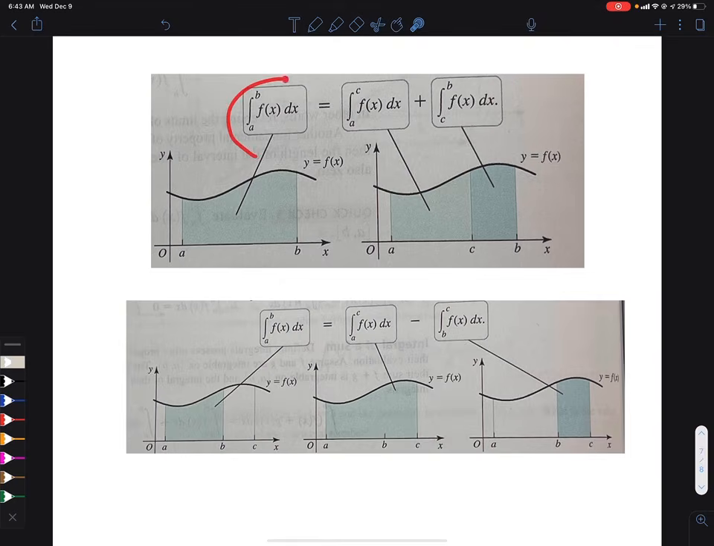So if you have an integral, you're allowed to split that up. You can pick a point in between called C, and then take the integral from A to C, and then add C to B, and that's going to be the same as the original. So that just should make sense. That area plus that area is that area. So the integral from A to C plus C to B is A to B.